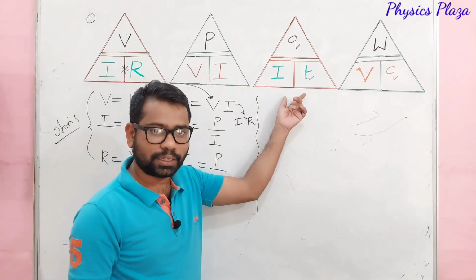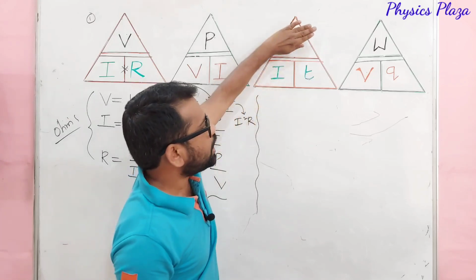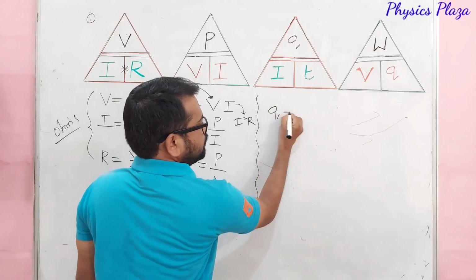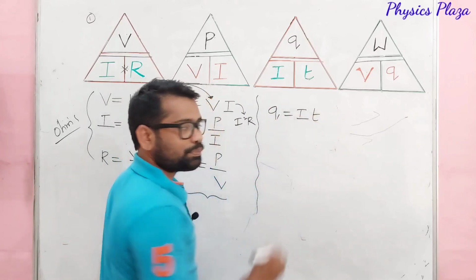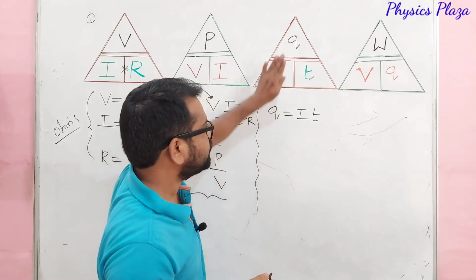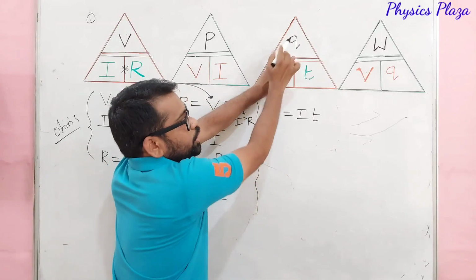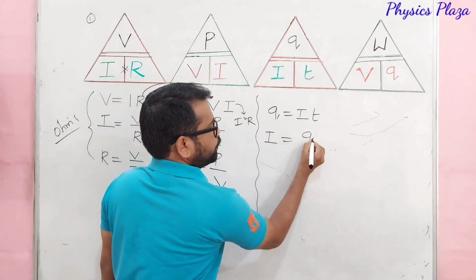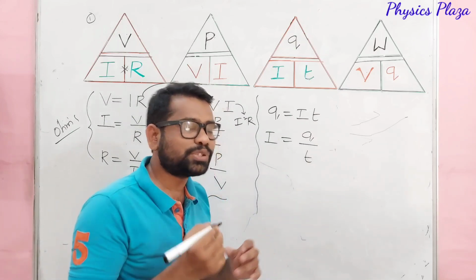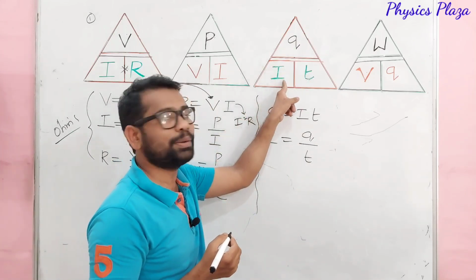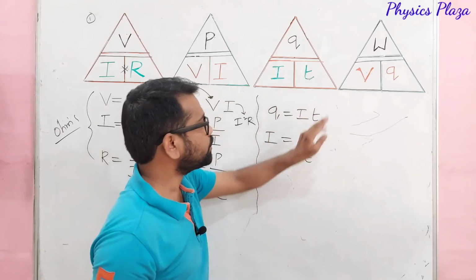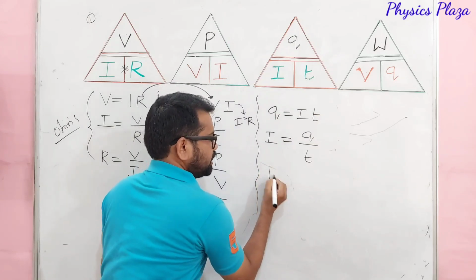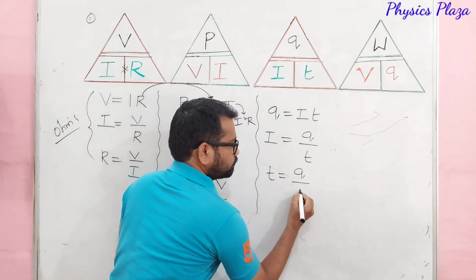Come to the third magic triangle. So Q is what? Charge. Charge is equal to electric current into time. So Q is equal to electric current into time. If you want to calculate electric current, close this letter I, then it will be Q by T. So I is equal to Q by T. Sometimes, dear children, charge might be given and current might be given, and you will be asked to calculate time. So here close the letter T. So T is equal to Q by I.